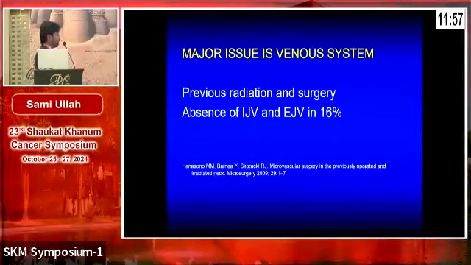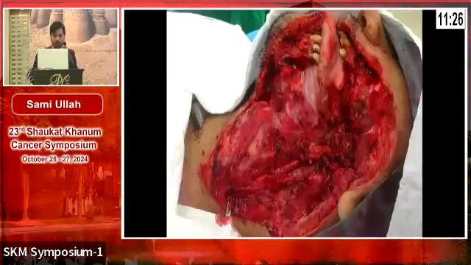So in vessel-depleted necks, the majority of the time the issue is the venous system. That is purely because the veins are usually thin-walled and are easily involved by the tumor process. In these cases where they have had previous radiation and surgery, according to this study, there is absence of IJV and EGV in about 16% of the cases. So again, that same individual, and we'll see what we have done.